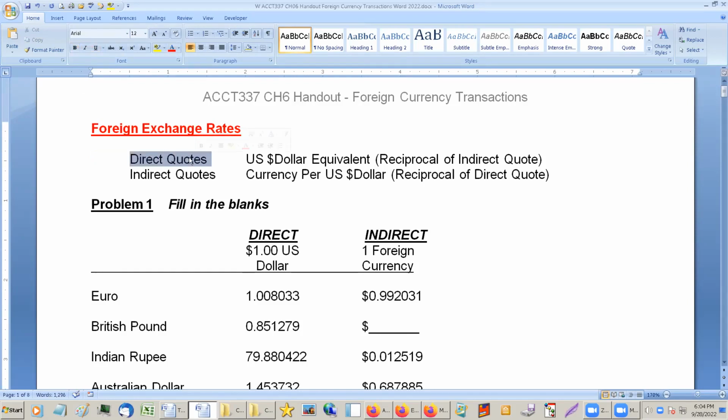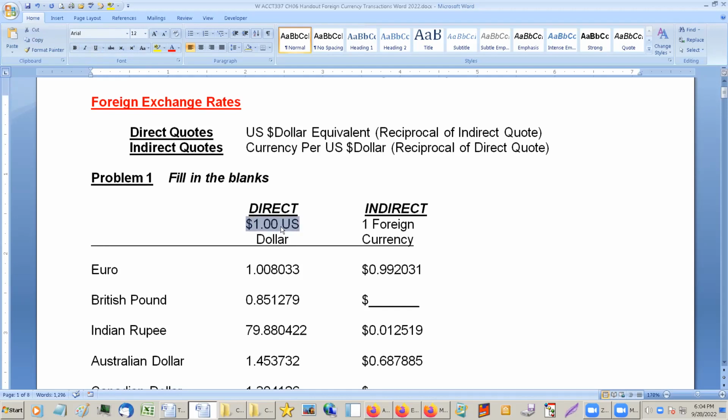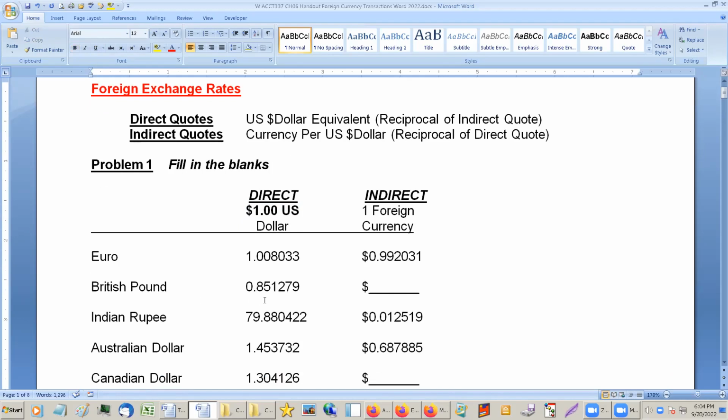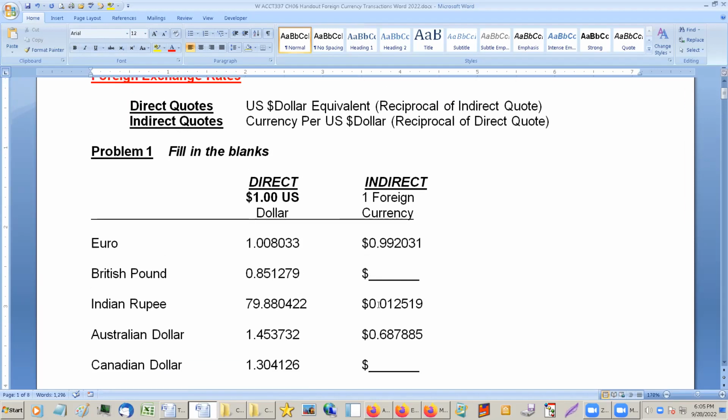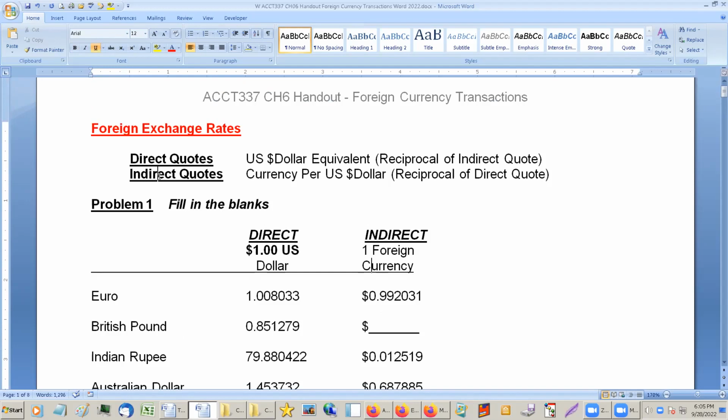They come in two forms, direct quotes and indirect quotes. Direct quotes are the US dollar equivalents. So down here we have a US dollar, and it would take 0.85 British pounds for $1. Those are directly related to $1. We also have the indirect ones, and these are the ones we're actually going to use a little bit more in this chapter anyways. The indirect quotes are currency per US dollar.